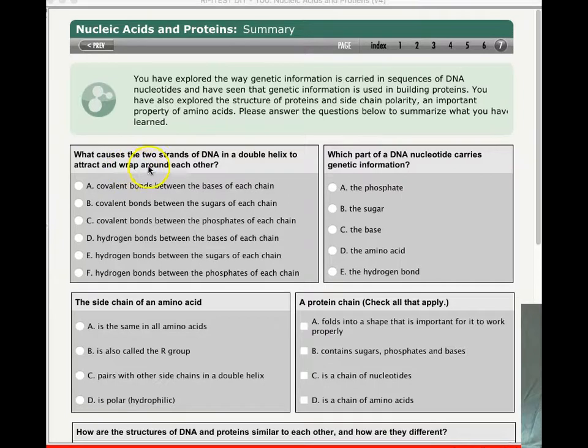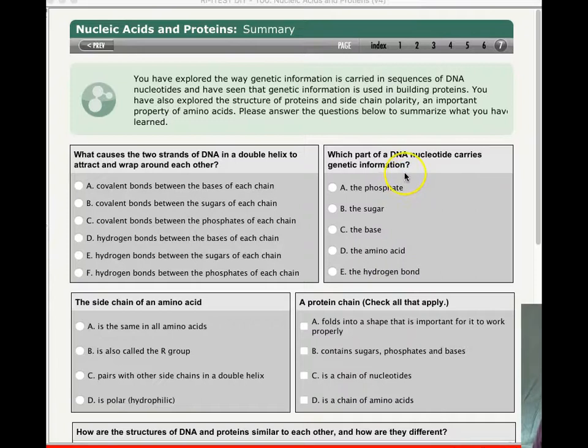What causes the 2 strands of DNA in a double helix to attract and wrap around each other? Well, go look at the screenshot you took for question 3, and you'll see those dotted lines, and that will help you figure it out.